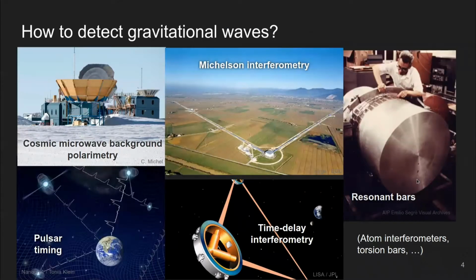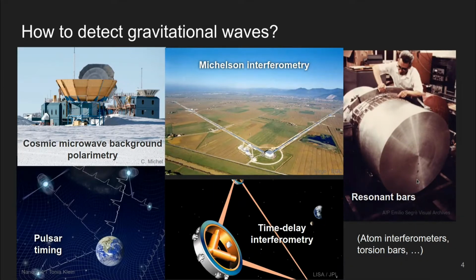So there are many different ways to detect gravitational waves. I've shown some of them here. These are maybe the ones that people mainly talk about. So at the very, very low end in frequency, there's cosmic microwave background measurements that have been going on for a while now. There's pulsar timing. You use the pulsars as clocks, and then you look for perturbations in their pulses. Going up in frequency a bit, there's time delay interferometry. That's what space-based detectors like LISA are going to use.